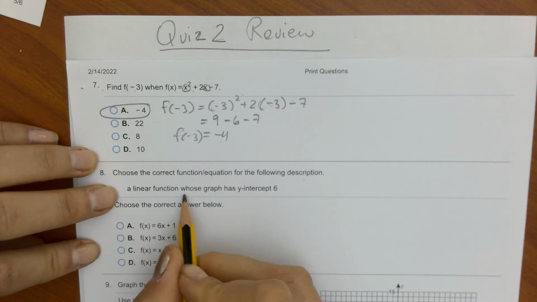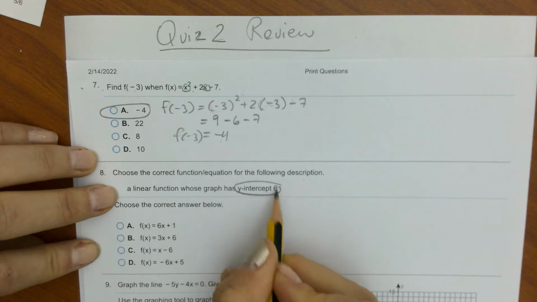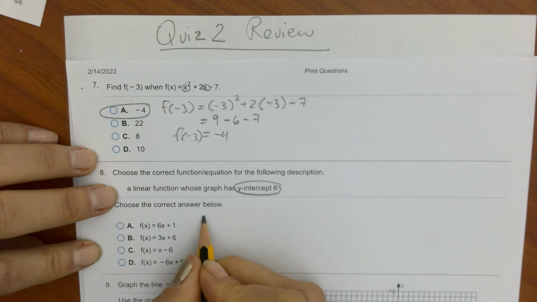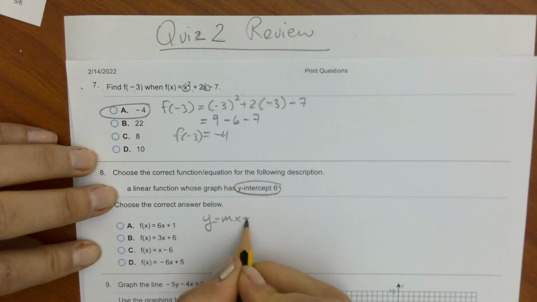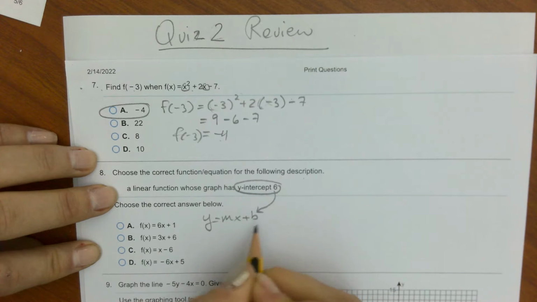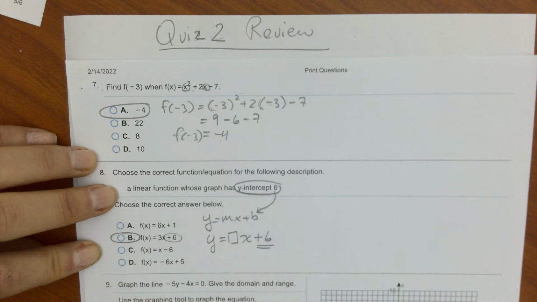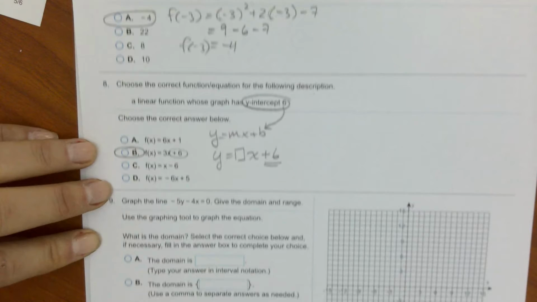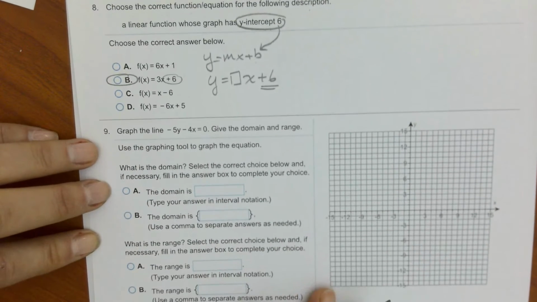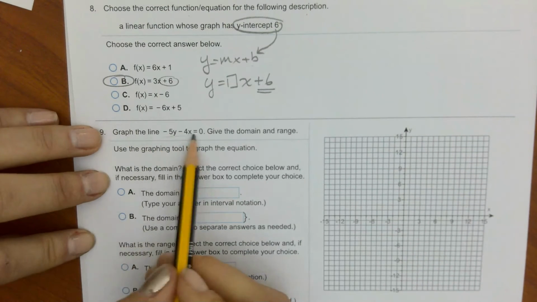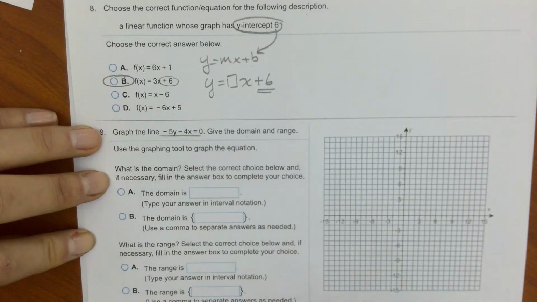The linear function has a y-intercept of 6. Recall y equals mx plus b. So that's the y-intercept. So it's going to be y equals something x plus 6. Okay, there's a plus 6. Oh, this is the only plus 6, so it must be b. Okay. So 9, graph this line and give the domain and range.